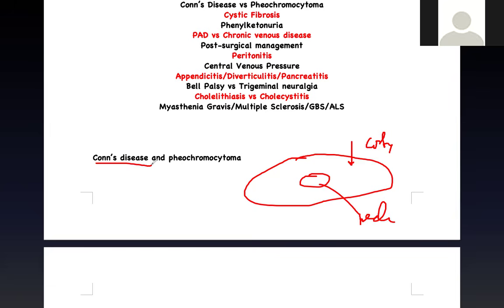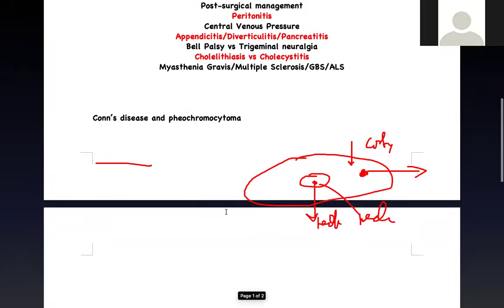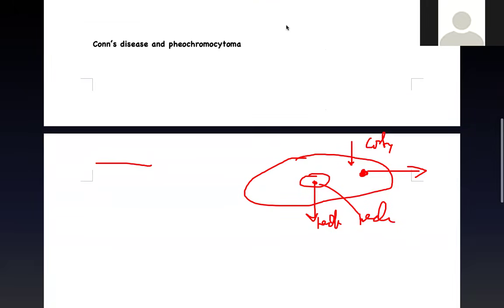Conn's disease is from a tumor in the cortex, right? And the pheochromocytoma is a tumor in the medulla. That is the difference. Both of them are a problem related to the adrenal gland. So that's the key thing you're supposed to know. What is the difference? The difference is Conn's is due to aldosterone.